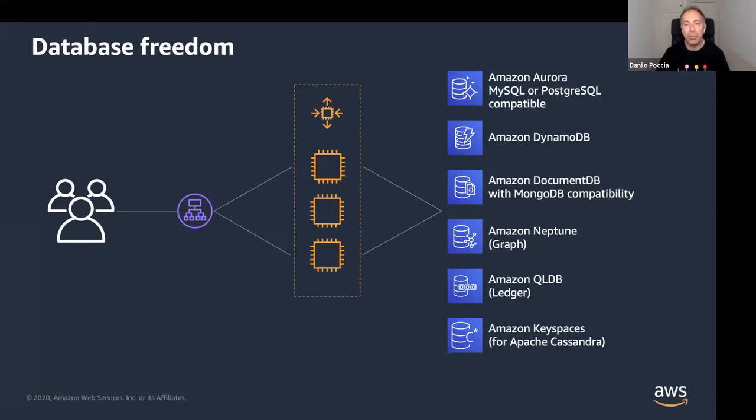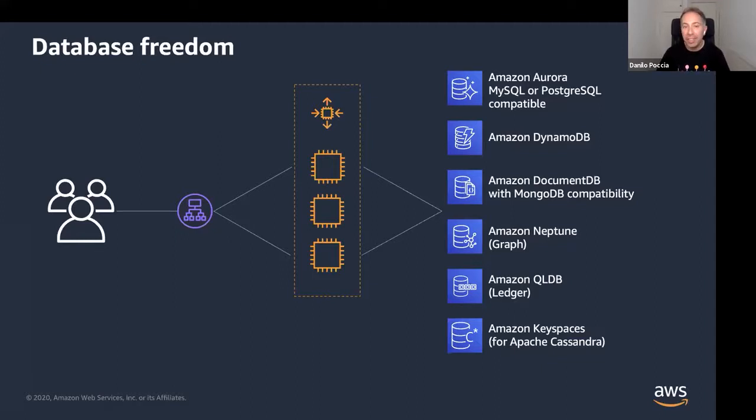So you can use, for example, DynamoDB, a super highly scalable NoSQL database that we use a lot also for Amazon retail. It can scale from a few transactions per second to millions of transactions per second on a single table. You can use NoSQL options that are compatible with MongoDB or with Apache Cassandra using platforms like Amazon DocumentDB or Amazon Keyspaces. Or you can use, as I said before, purpose-built databases like Neptune or QLDB.